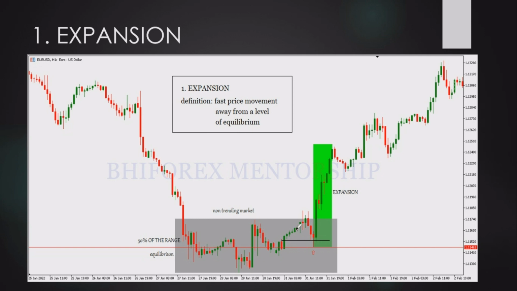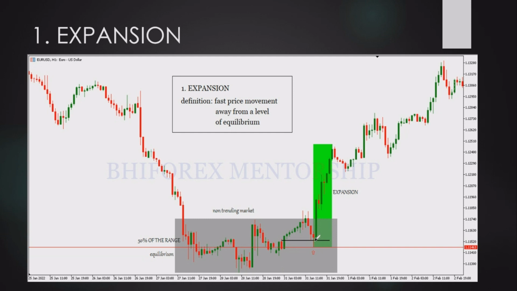So for now, I expect that you understand that expansion is when price leaves a range. Retracement is when price goes back into a range. And what is the range? The range is your dealing range at any point, during any time frame or any time of day or session of day.